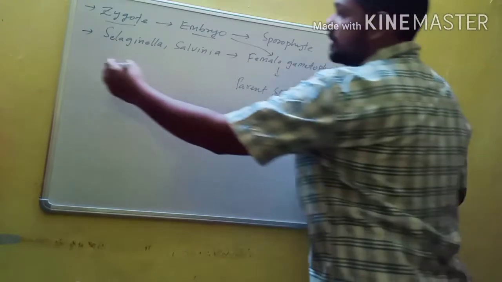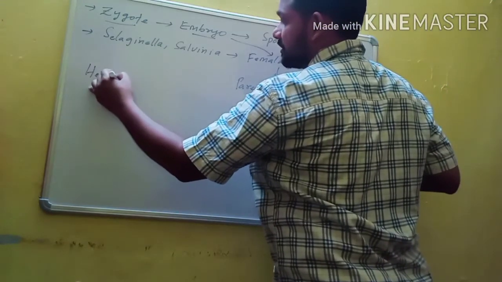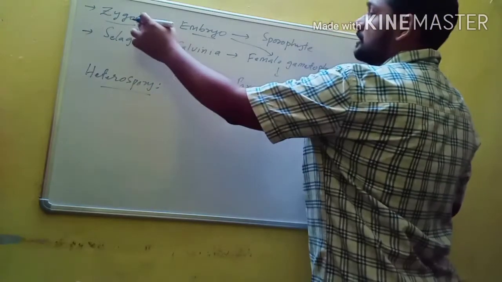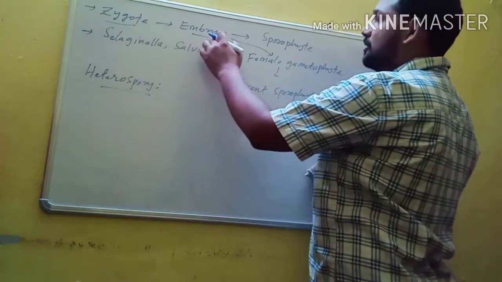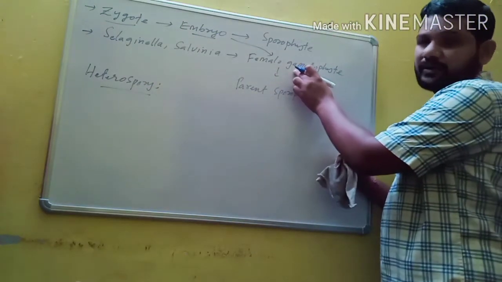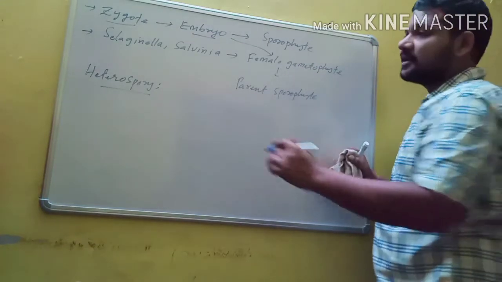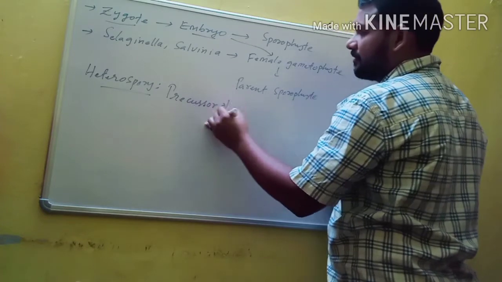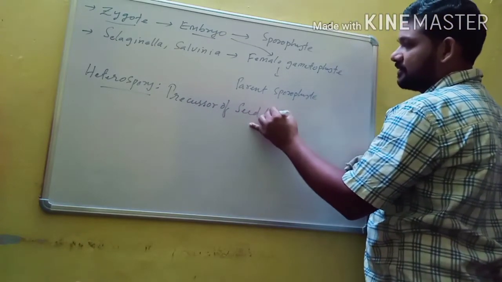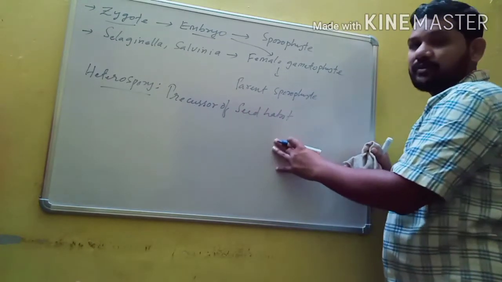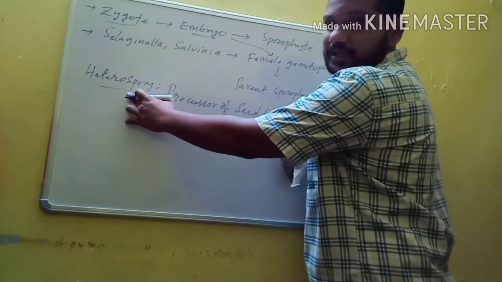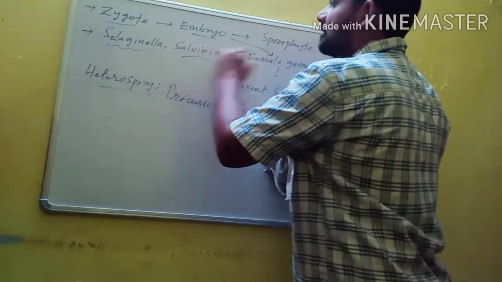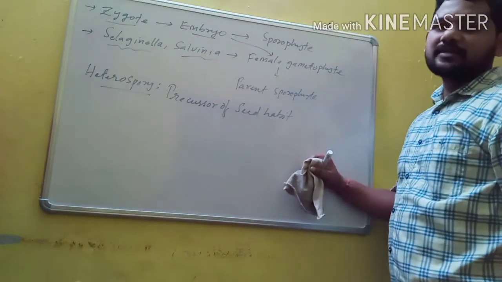And this heterosporous condition, or heterospory, or the development of zygote into embryo takes place in the female gametophyte. This event is the precursor of the seed producing habit. For formation of seeds, heterospory is mandatory, and heterospory is also observed in some of the pteridophytes like Selaginella and Salvinia.